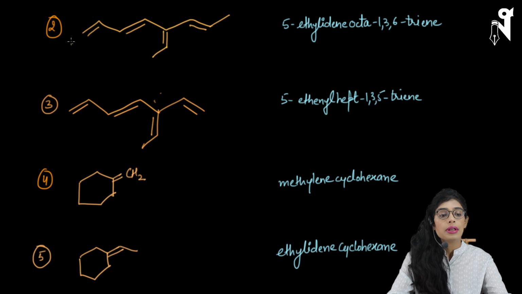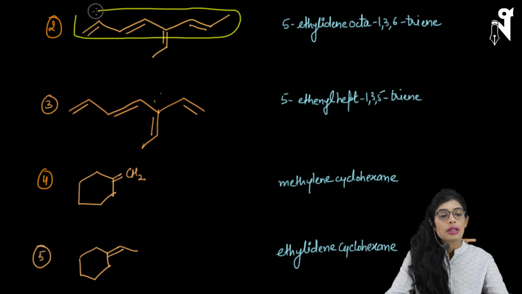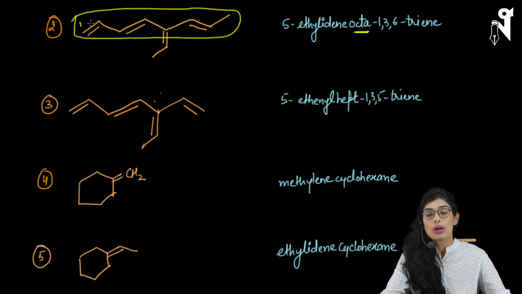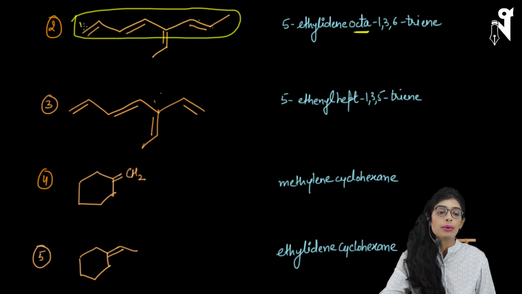Let's talk about this example. Now again, we will take this as a main chain, and this main chain has how many carbons? 1, 2, 3, 4, 5, 6, 7, 8, 8 carbons. So octa. We have to find out what the positions of the double bonds are. We will start from here. Why? Because we try to give the lowest possible position to our first double bond. So if we count from here, my first double bond is going to get the lowest number.